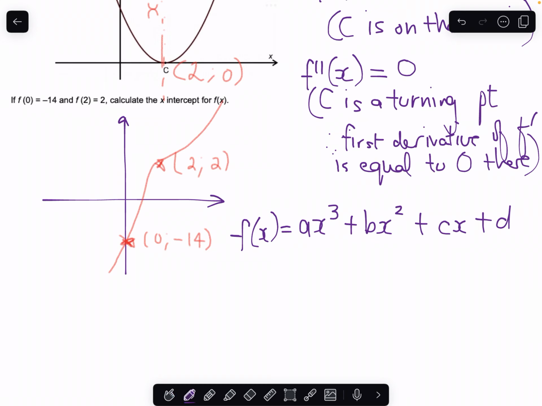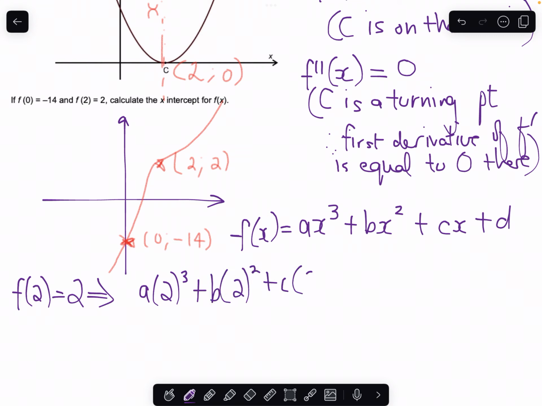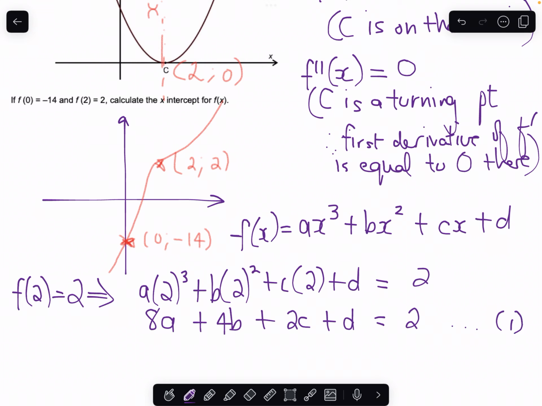So I'm going to start by using the first and second derivatives. So I'm just going to sub in. I'm going to use the fact that f of 2 is equal to 2 to form my first equation. That is 8a plus 4b plus 2c plus d is equal to 2. So that's my first equation.